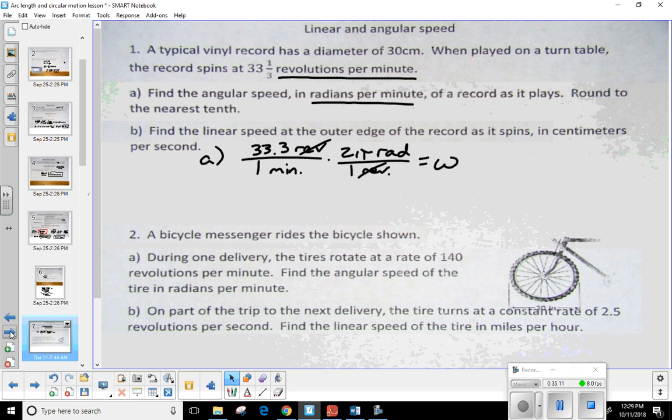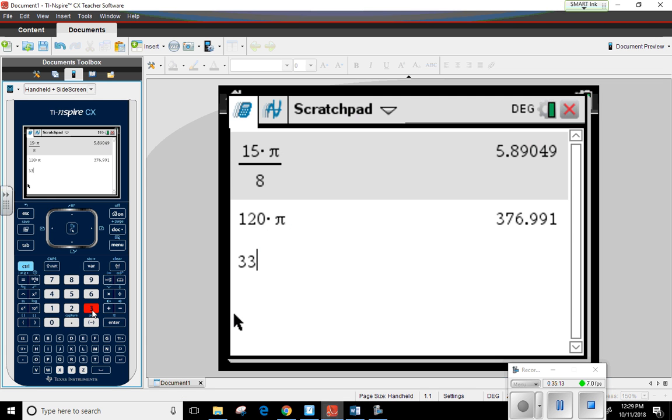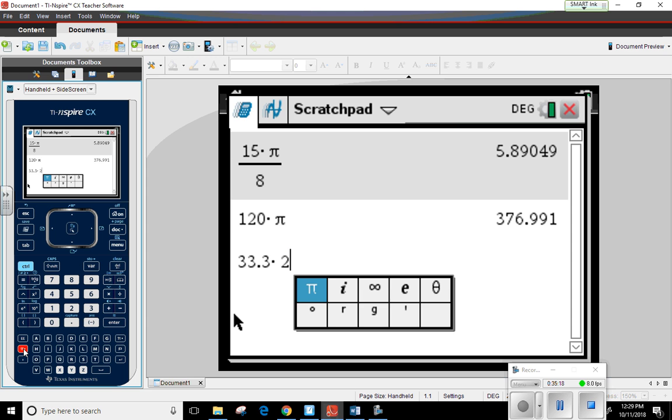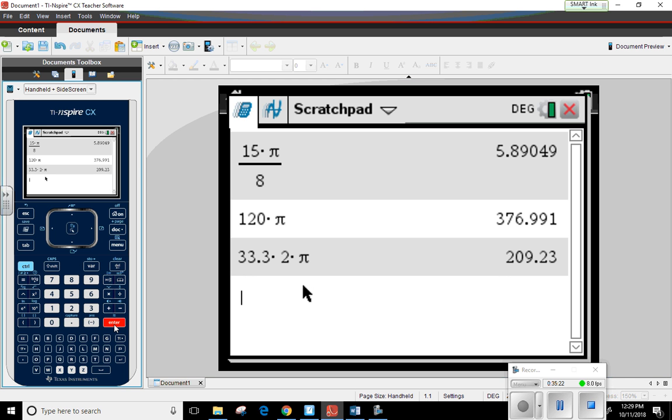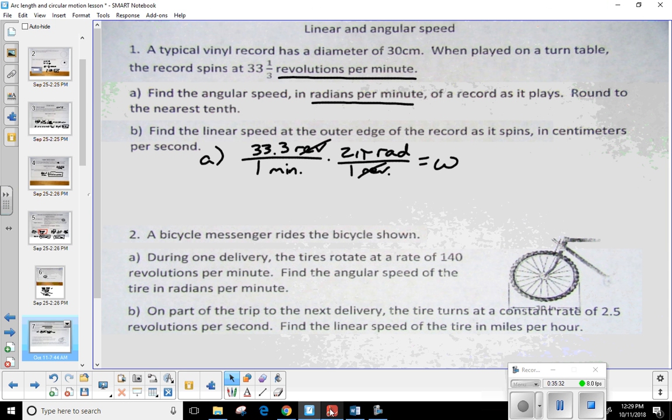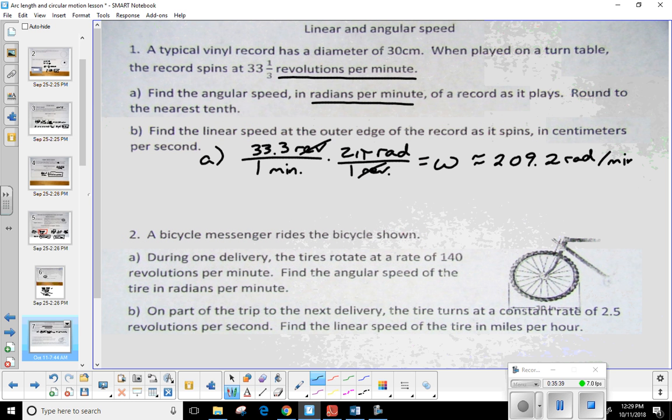Let's see here. 33.3 times 2. We'll try it one more time. Hey, it worked. So my angular velocity, the rate at which the angle is increasing with respect to time, is 209.2, so about 209.2 radians per minute.